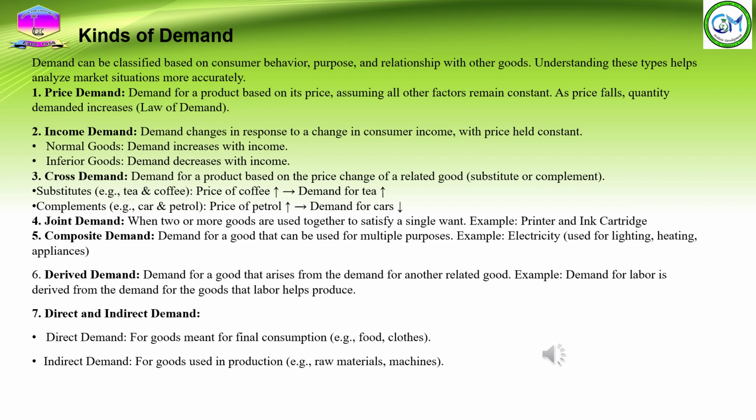Direct and indirect demand. Goods which satisfy human wants directly are called direct demand. In contrast, goods that satisfy human wants indirectly are known as indirect demand. The demand for factors of production is an indirect demand, like raw material, machine, labor, etc. This is all about kinds of demand.